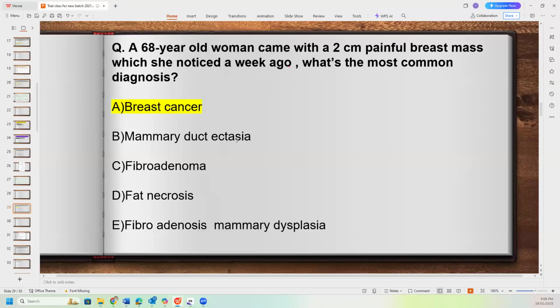Is it clear, guys? Yes, retraction of the nipple happens when the tumor is quite large and is attached to the underlying pectoral muscle or the overlying skin. It's a late sign of breast cancer. Poudre d'orange is also one of the late signs of breast cancer, when the lymphatic ducts are blocked and the skin becomes orange.